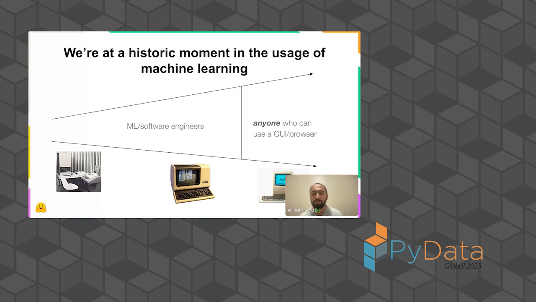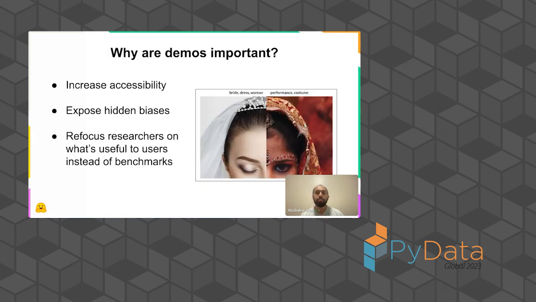In many ways, I think it parallels the rise of personal computing as well. Originally, you had the hackers, the dedicated engineers. Then you had broader software engineers, and now we expect everyone to be able to use a personal computer. We see something like that happening with AI as well. And so, why are machine learning demos so important? Why is this change so good for the field? I think demos are important because of three big reasons. One is accessibility. We've already talked about that: just increasing the number of people who can actually use machine learning.